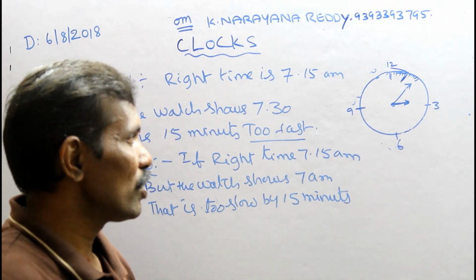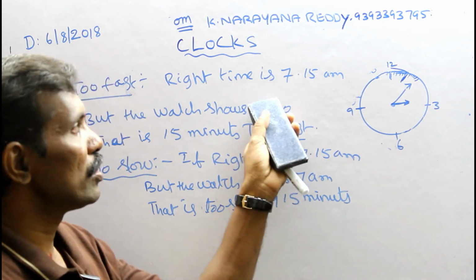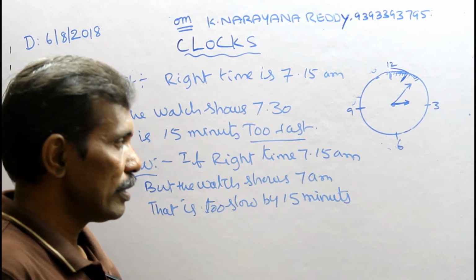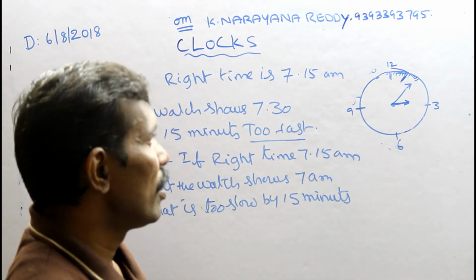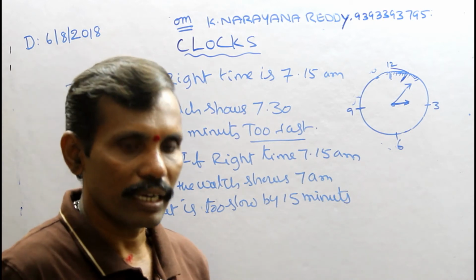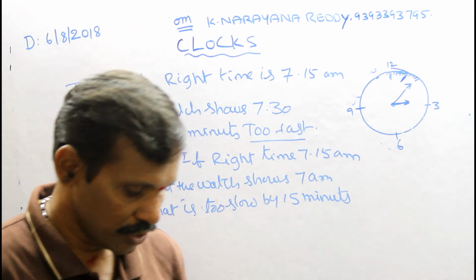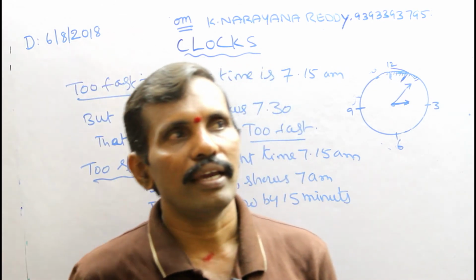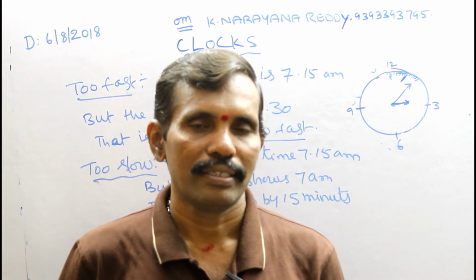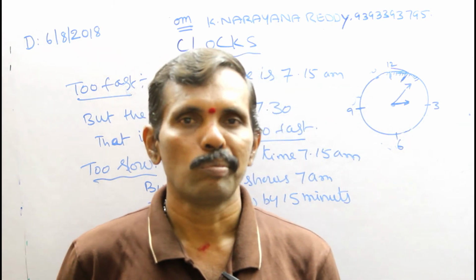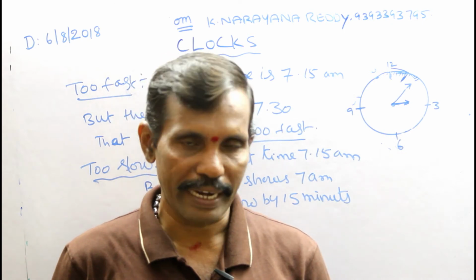Okay, so this is too slow, this is too fast. This is about clock introduction. Next I will tell some problems regarding clocks. So dear friends, here we have observed an important point: a clock contains two hands. One is the hour hand, another is the minute hand.